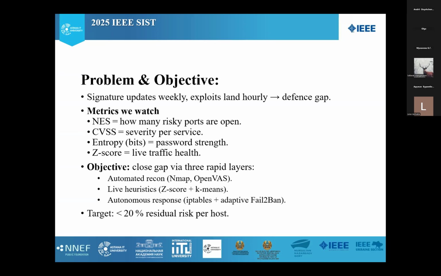So the first one is NEC, how many risk ports are open on our host. Next one is CVSS, about how serious the vulnerability of the system is. And the next one is Interport. It's like password change, and Discourse. It's like live traffic anomalies. So our objective is to reduce the cyber attacks to below 20% for SOA.